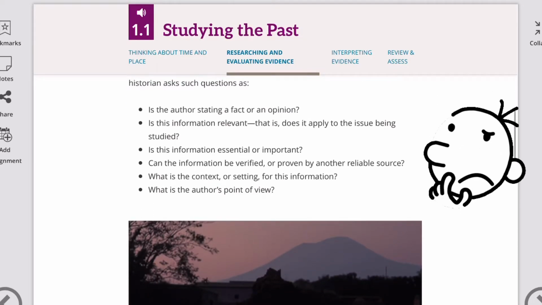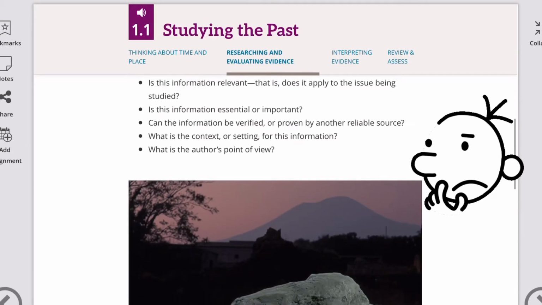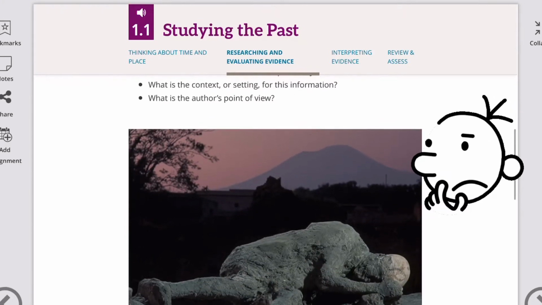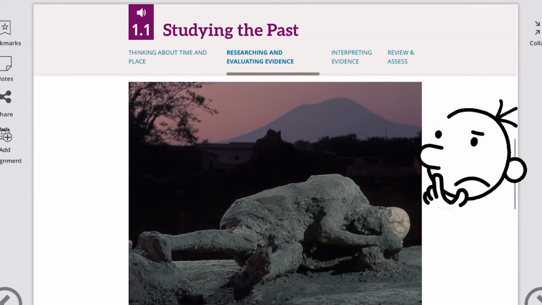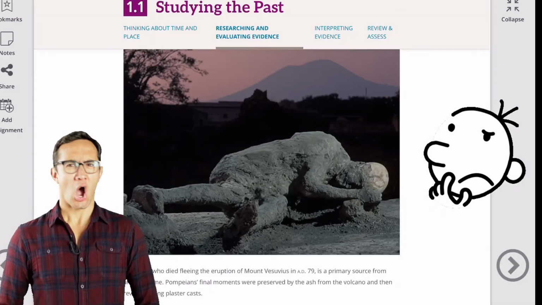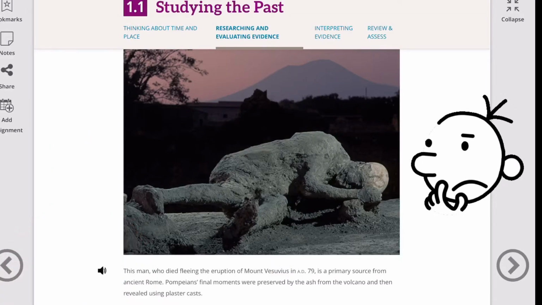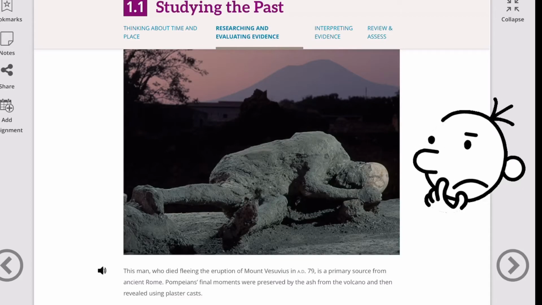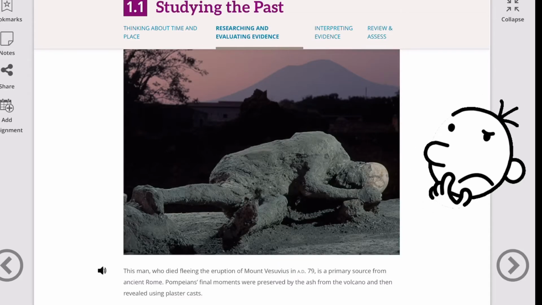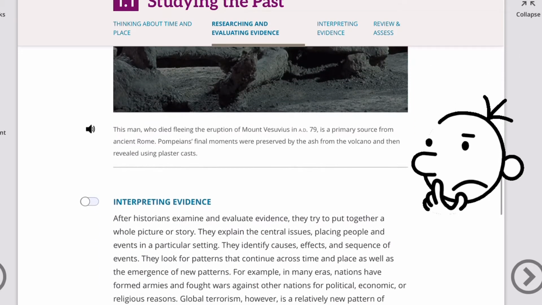For example, the picture that you are seeing on your screen is a man who was frozen in time when Mount Vesuvius erupted around 79 AD. So this is a primary source document, but obviously it is in a secondary source book. Trivia: August 24th is the day when Mount Vesuvius erupted. Check your date.